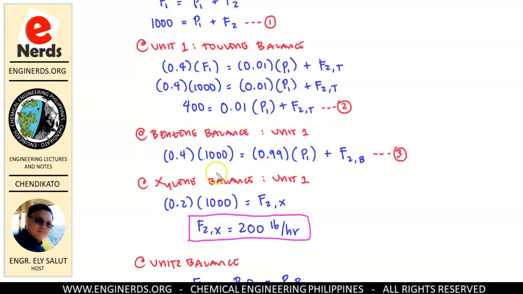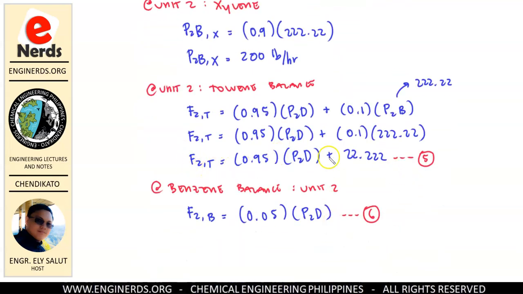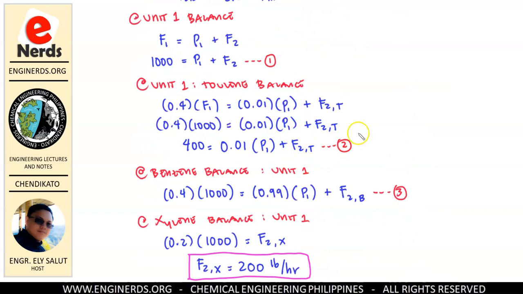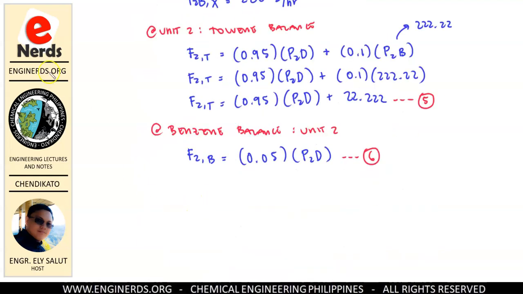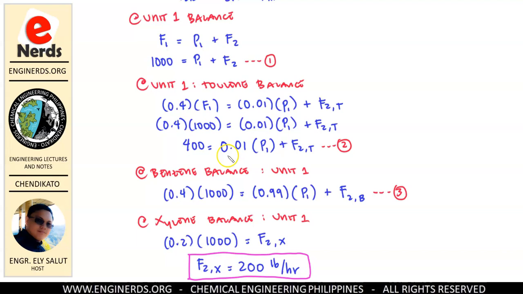Okay, so let us substitute our equation 5, itong equation 5 natin dito, which is F2T. Parang maging variable na lang natin yung P2D, okay? We will substitute that dito sa ating equation 2, which is 400 is equal to 0.01 P1 plus F2T, okay? So, we will use that. So, we will substitute equation 5 to equation 2. Okay, so let us write equation 2, yung nakita natin kanina rito. 400 is equal to 0.01 P1 plus F2T.